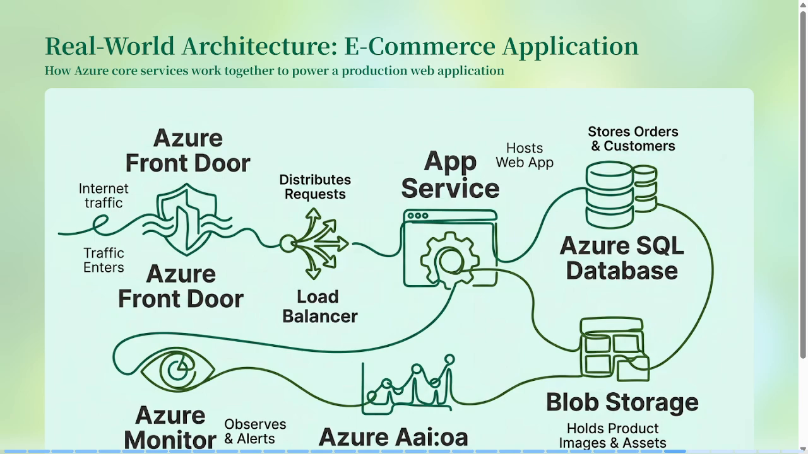At the very top, you have Azure Front Door. Azure Front Door acts as the global entry point for users accessing the application from anywhere in the world. It intelligently routes user traffic to the nearest or best performing Azure region, ensuring low latency and fast response times. This means a user in the US and a user in India will both be directed to the closest available application endpoint.